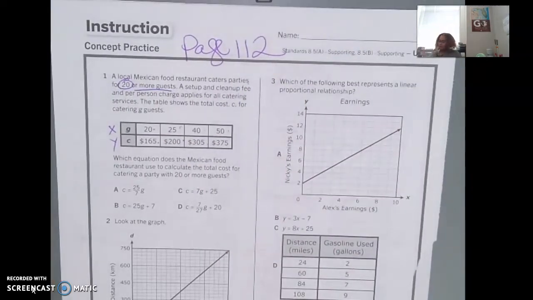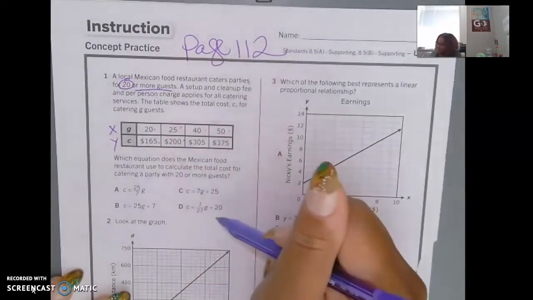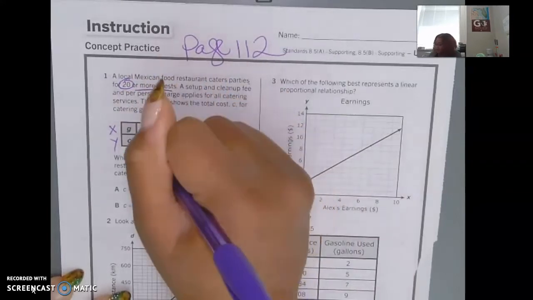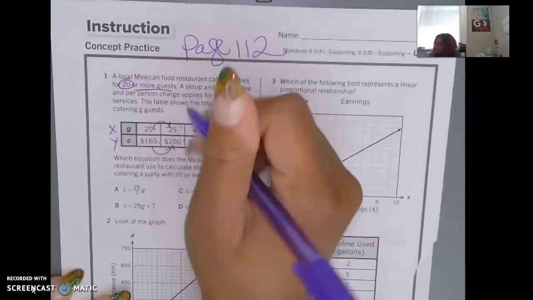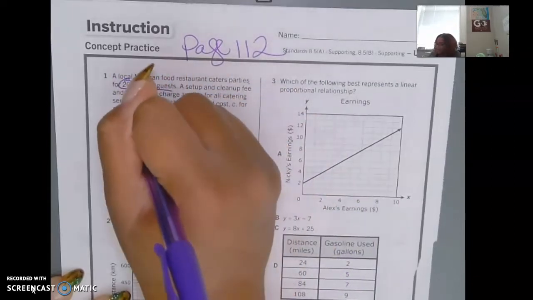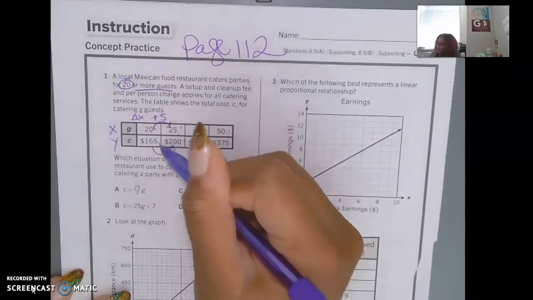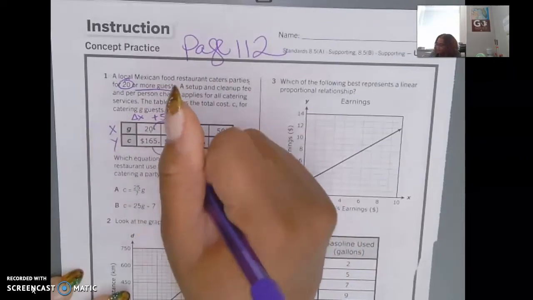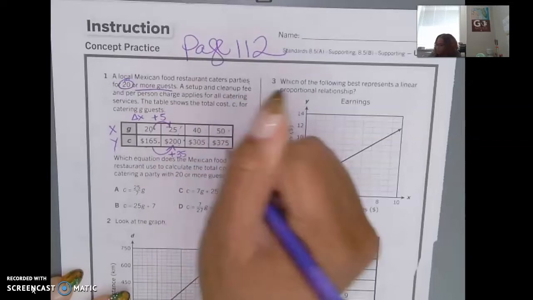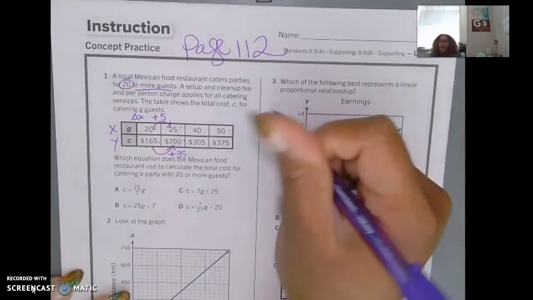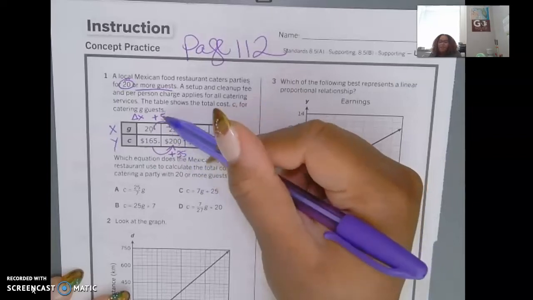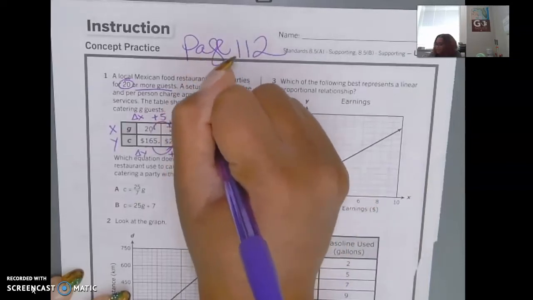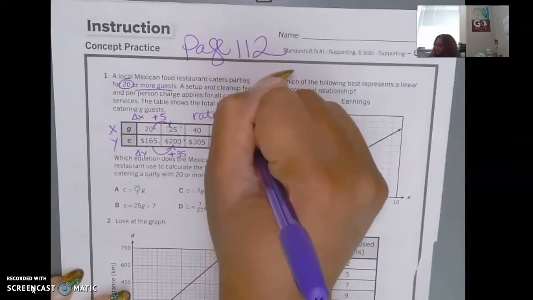So, what is the rate of change? Then that will help me determine how much it'll cost for 0 guests. So I'm going to go from here to here. From 20 to 25 is adding 5 guests, and this is my delta X. And then from 165 to 200 is adding $35. So I'm going to take my 35 and put it over 5 because this is delta Y and this is delta X. I must find the rate per guest.